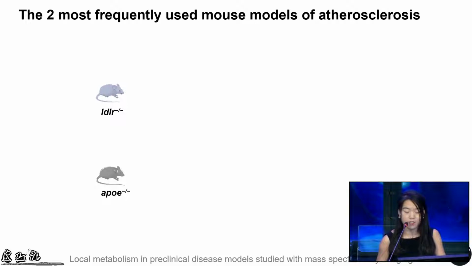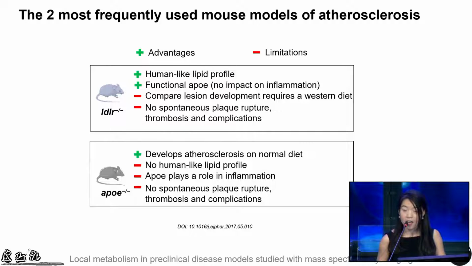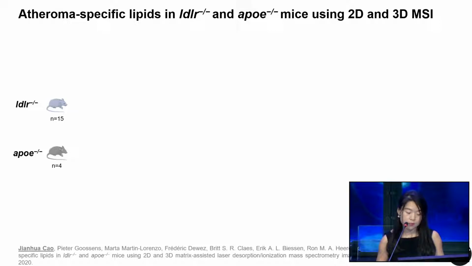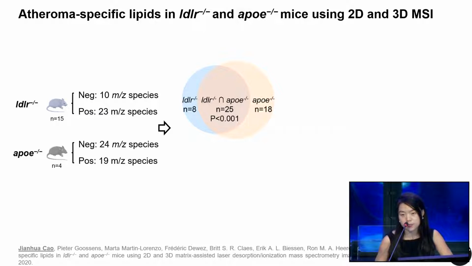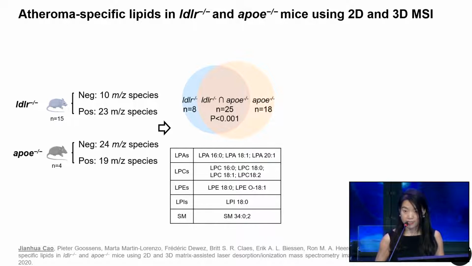Since these two mouse models have both advantages and limitations, identifying common molecular features harbours a high potential for a better understanding of such a complex disease. Therefore, in the following study, we aimed to identify plaque-specific lipids in both mouse models using two-dimensional and three-dimensional mass spectrometry imaging. Two-dimensional MSI data were obtained from 15 LDLR mice and 4 ApoE mice in two different ionization modes. This resulted in a total of 25 m/z species found significantly and specifically co-localized in the plaque in both mouse models. Of these, 11 lipids were positively identified.